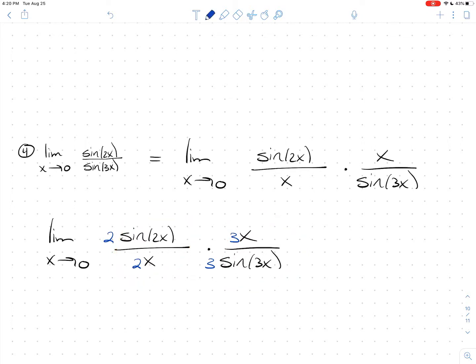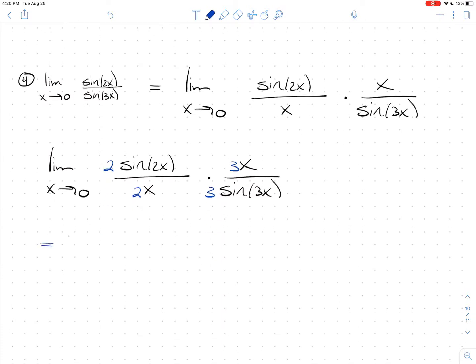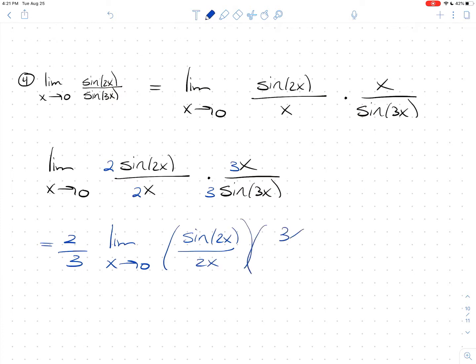And so you're left with, let's actually write it as this. The 2 is coming out, and then this 3 is coming out. So I'm going to get 2/3 times the limit as x goes to 0 of sine of 2x over 2x times 3x over the sine of 3x. Both of those go to 1, and so this is exactly 2/3 times 1, which is 2/3. All right, good job.